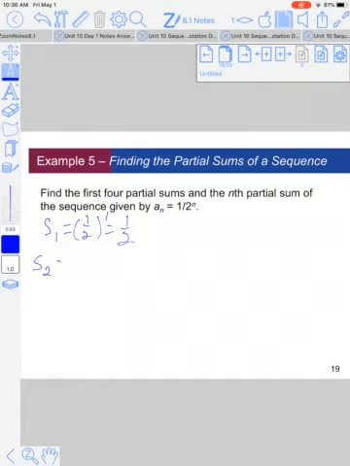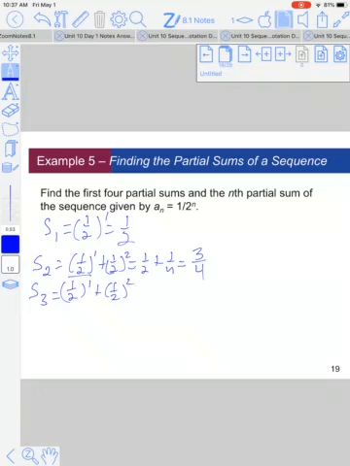Then we're going to find S sub 2, which means we're going to take 1/2 to the 1 plus 1/2 squared. Well, we already know 1/2 to the 1 is 1/2. 1/2 squared is 1/4, which is going to give us 3/4. S sub 3 is going to be 1/2 to the 1 plus 1/2 squared plus 1/2 to the third. We've already done 1/2 to the 1 and 1/2 squared. That was 3/4. Now we just need to add 1/8. Get common denominators, multiply by 2 on top and bottom, which gives us 7/8.